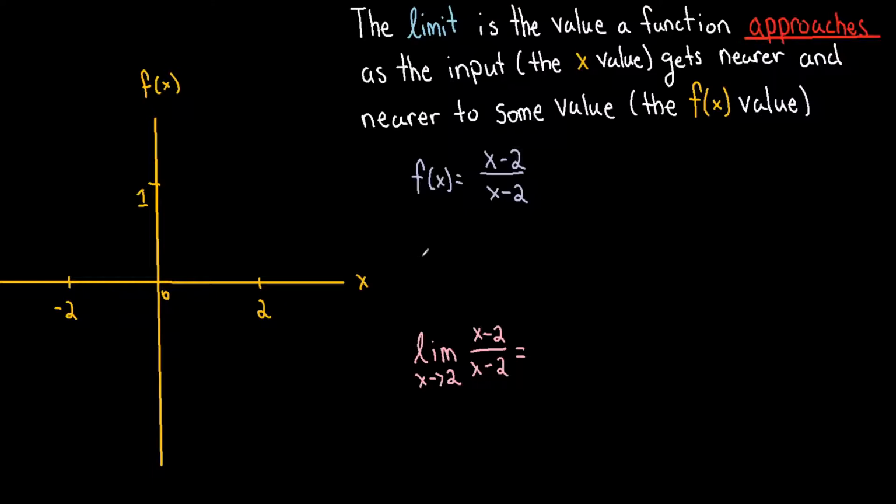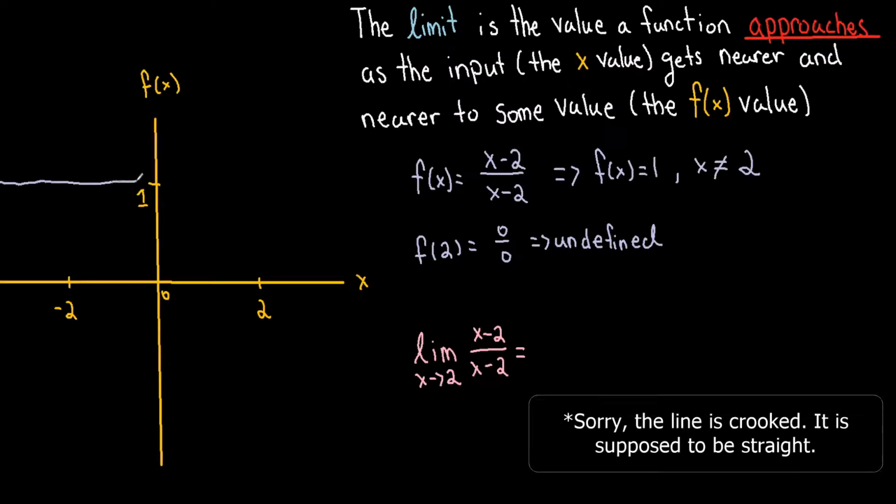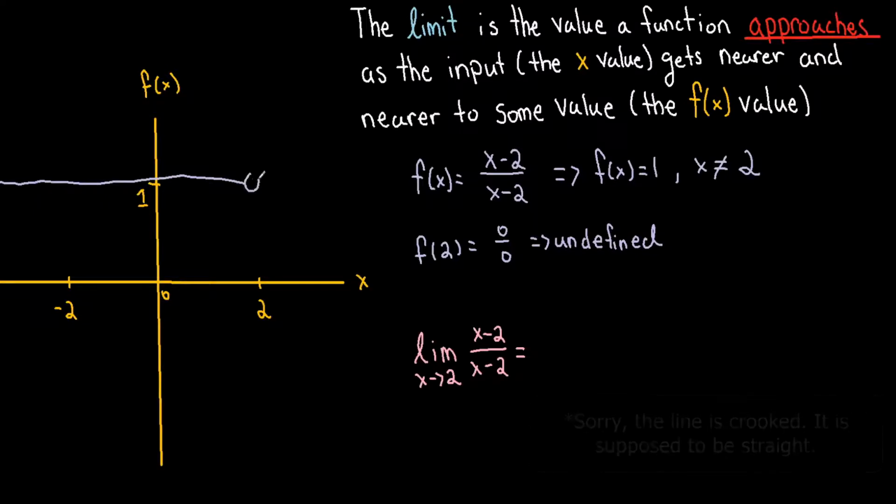Because when you divide anything by 0, that value becomes undefined. But yes, we can rewrite the function to be f of x equals 1 with the constraint that x cannot equal 2. So now let's try to graph this function. So the function will look something like this with a discontinuity, or most commonly known as a hole, at x equals 2.